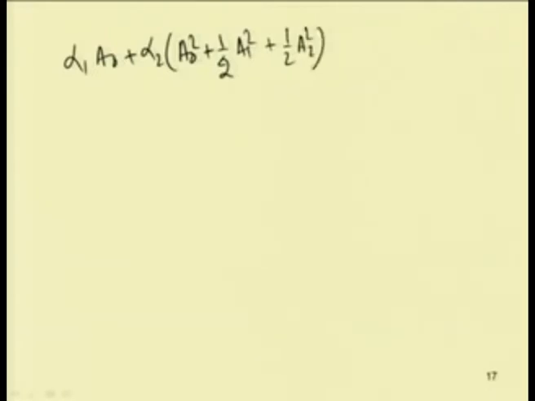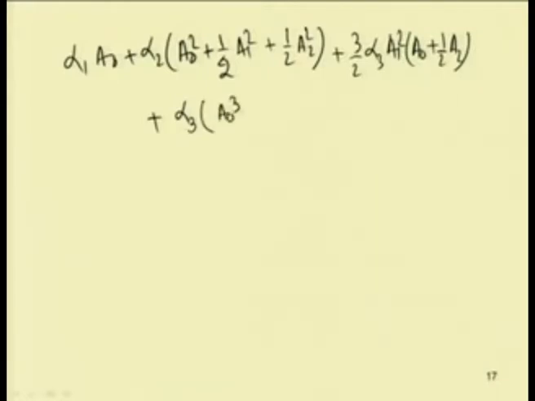The other two equations will be alpha 1 a 0 plus alpha 2 into a 0 square plus half a 1 square plus half a 2 square plus 3 by 2 alpha 3 a 1 square into a 0 plus half a 2 plus alpha 3 into a 0 cube plus 3 by 2 a 0 a 2 square. So, this will be equal to 0.